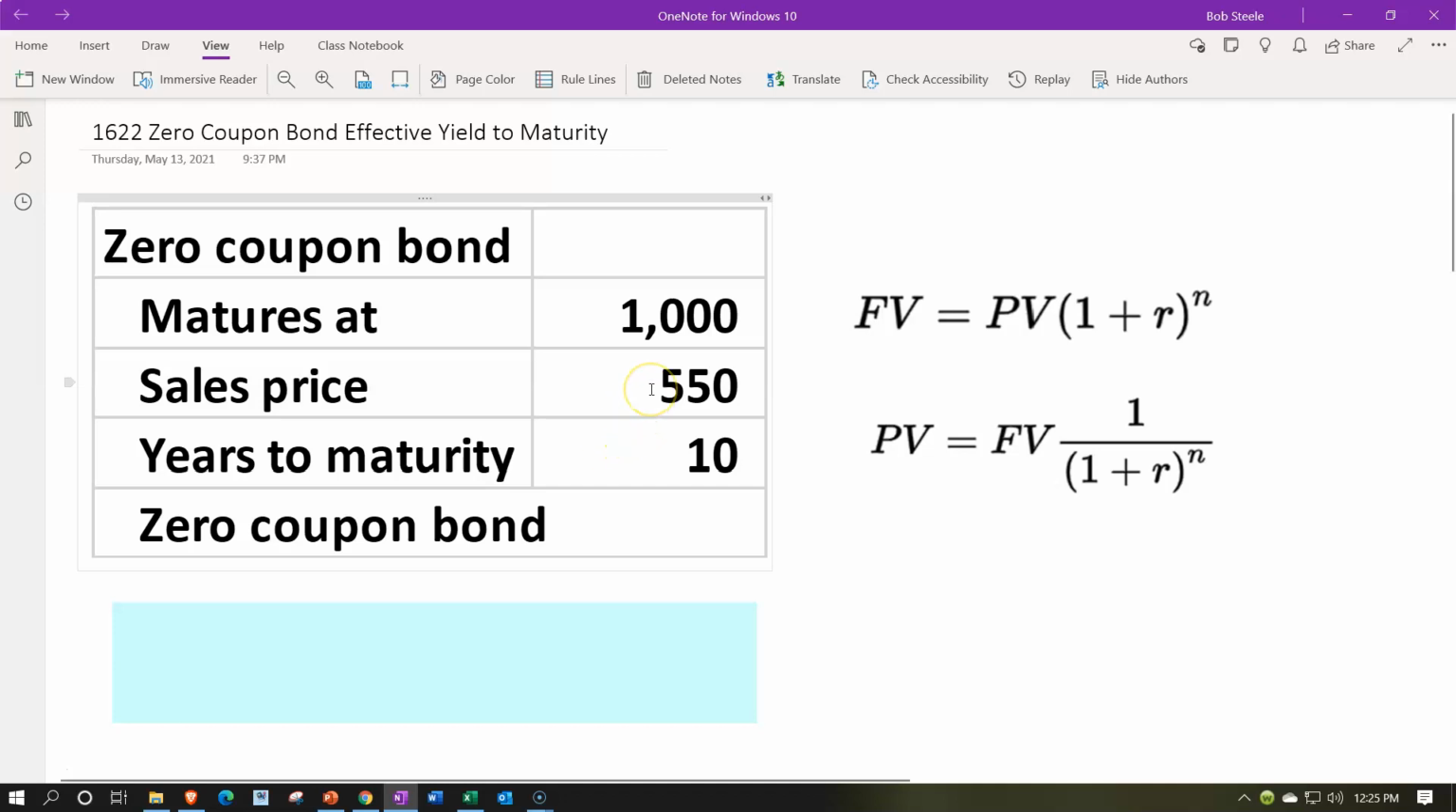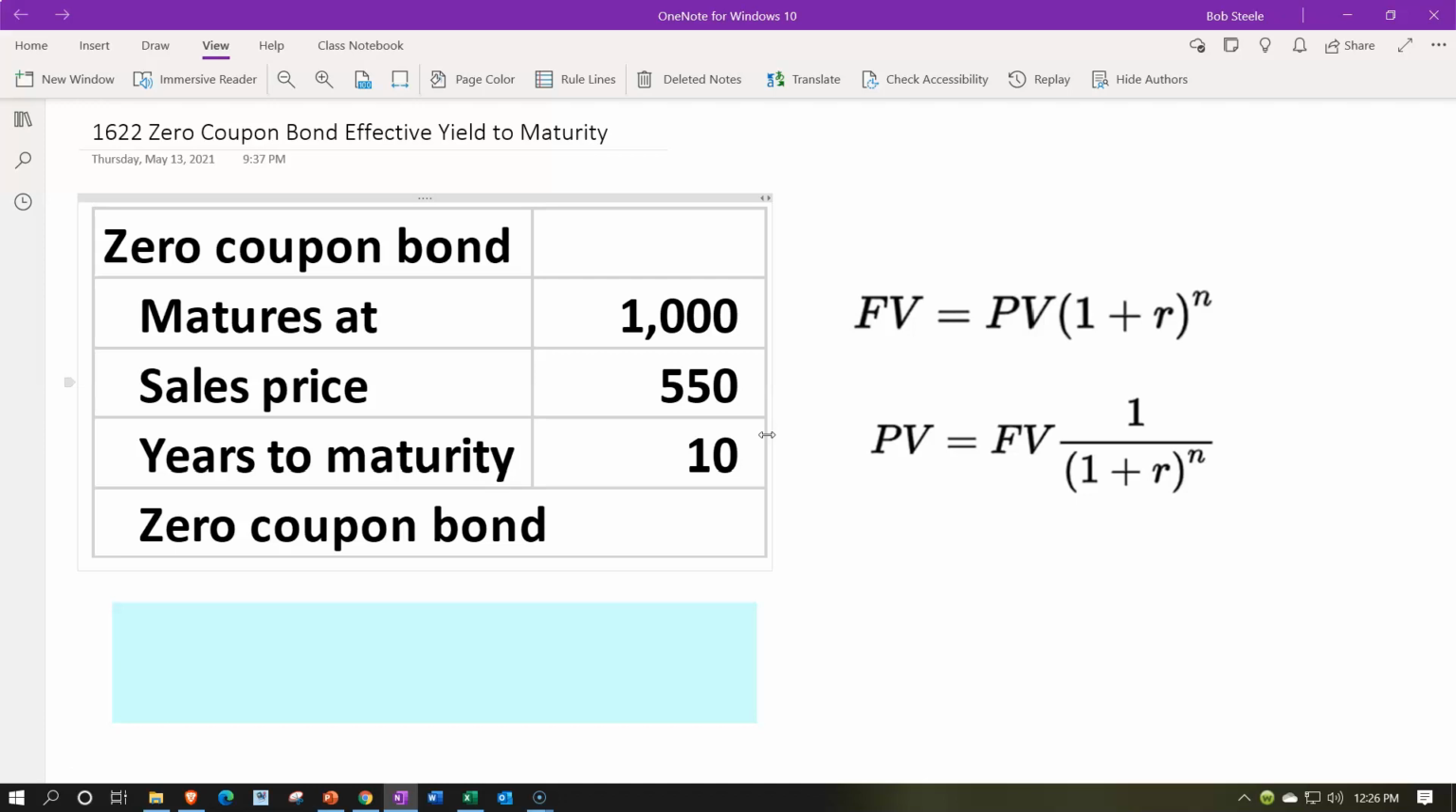So we have the zero coupon bonds. They're going to say that they mature at $1,000, the sales price is going to be $550, years to maturity is going to be 10, and they're zero coupon bonds. So what we don't have is the yield to maturity. We don't have basically the rate.